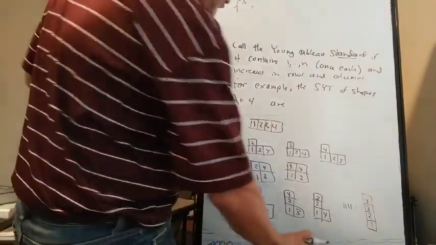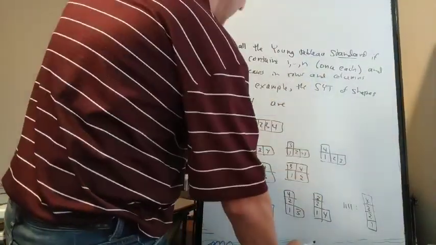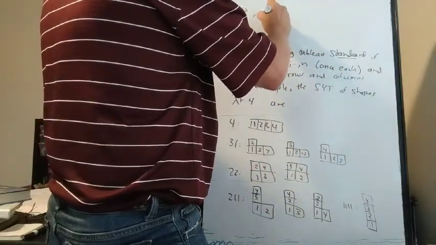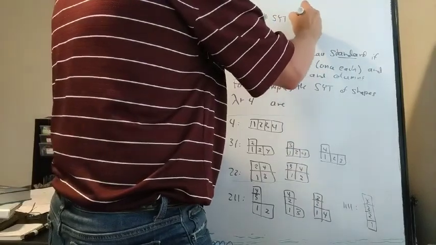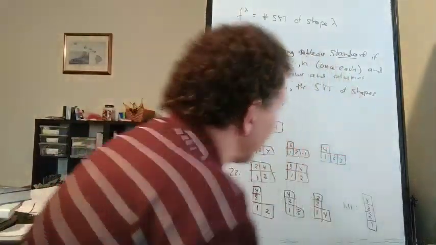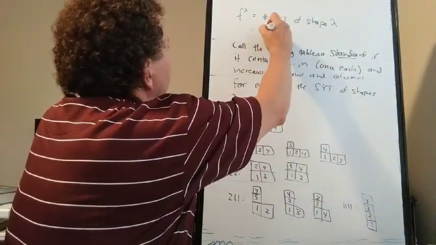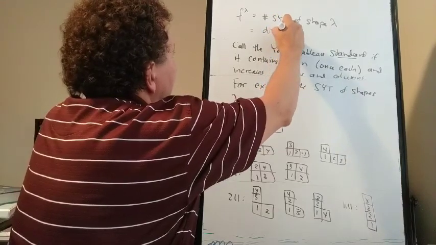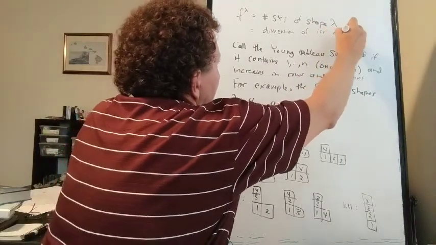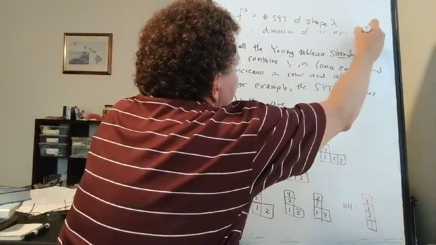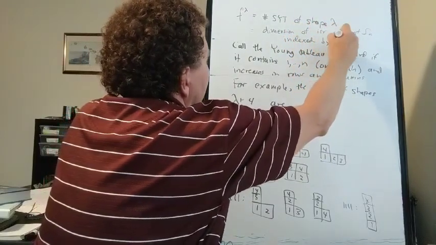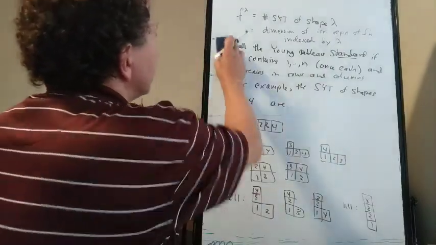Sometimes f lambda is used to denote the number of standard Young tableau of shape lambda. And this is equal to the dimension of the irreducible representation of Sn indexed by lambda.